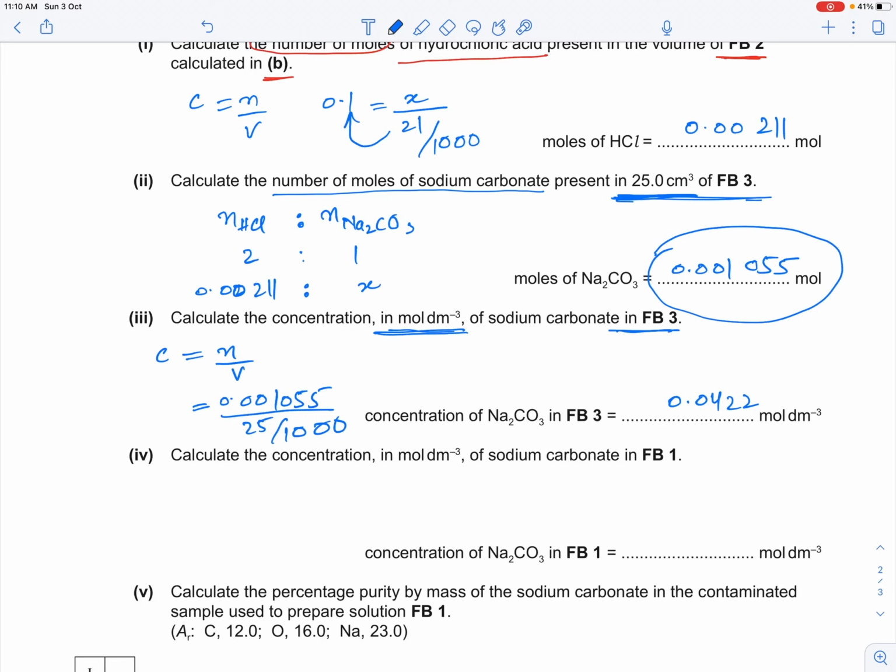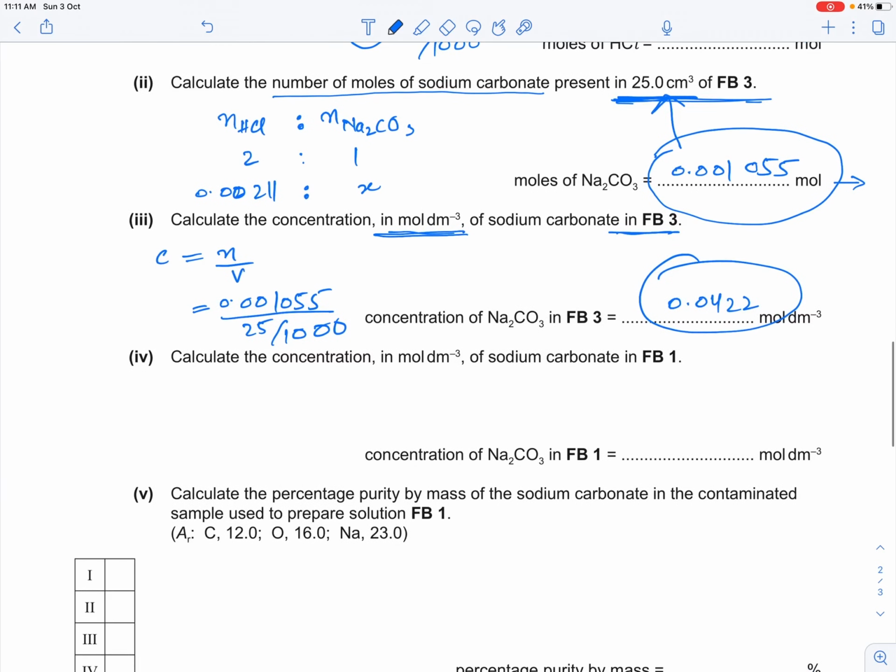All right, you just have to divide moles by the volume. We calculated the moles in the last part, and you just need to know in what volume these moles are present. We knew that these moles are present in 25 cm cube of FB3. So we simply do the calculation and we get the answer. The concentration of sodium carbonate in FB3 is 0.0422.